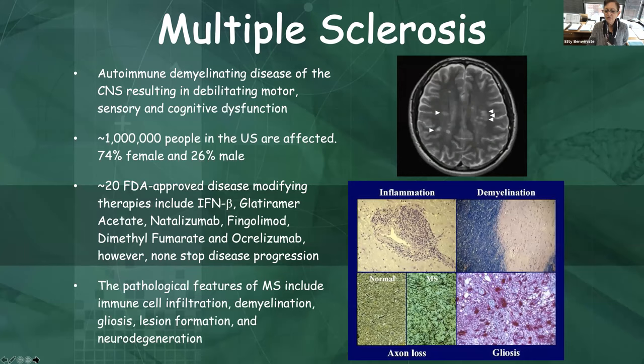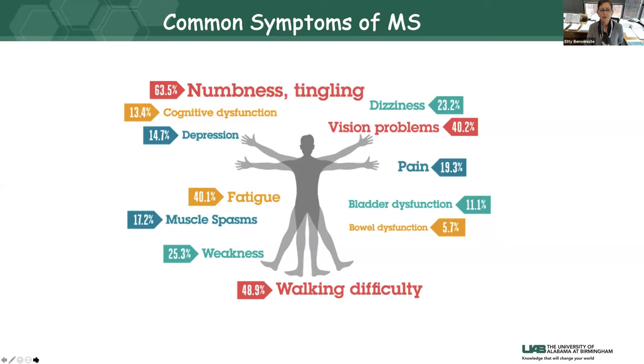The pathological features of MS include infiltration of immune cells into the central nervous system, demyelination, gliosis, which is the hyperproliferation of astrocytes, lesion formation, and neurodegeneration. I should also state that we still actually do not know what causes MS, but it's clearly a dysfunction of the immune system to start. Shown on this slide are a number of the symptoms of MS. MS, like many other diseases, is quite heterogeneous and can present in a number of fashions.